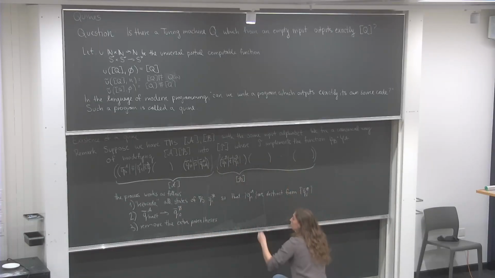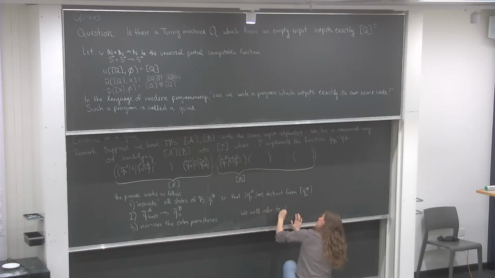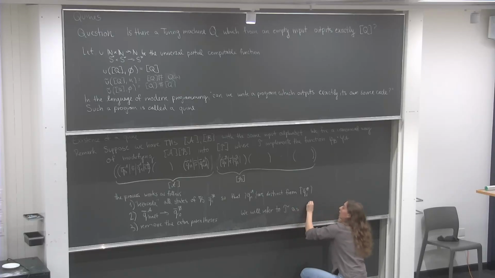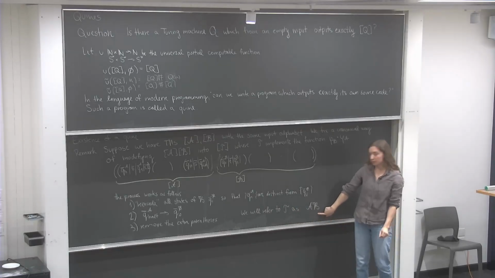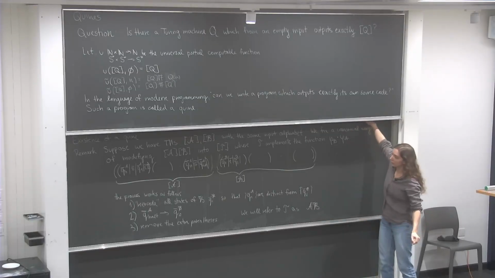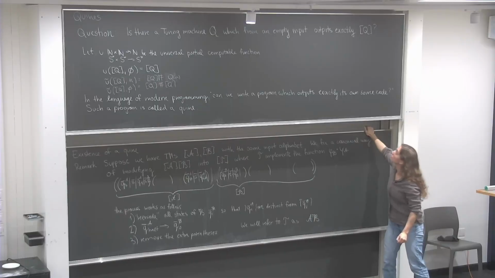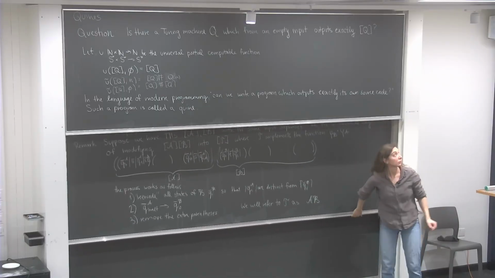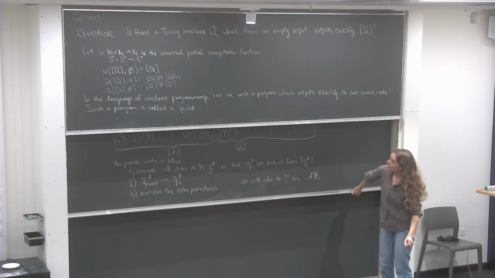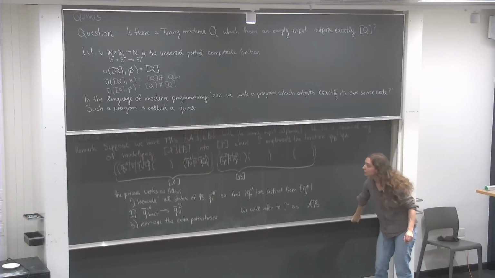So we will refer to T as a Turing machine that we will denote like this, just the composition of A and B. And in the time that we have, I don't know where to write.